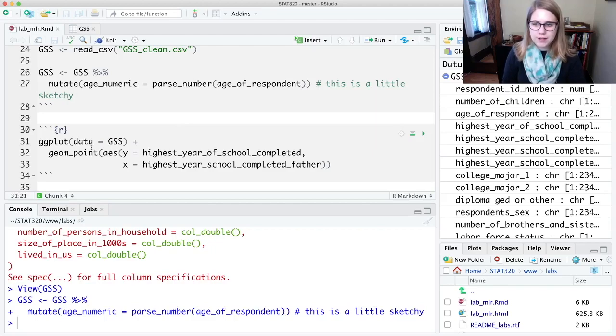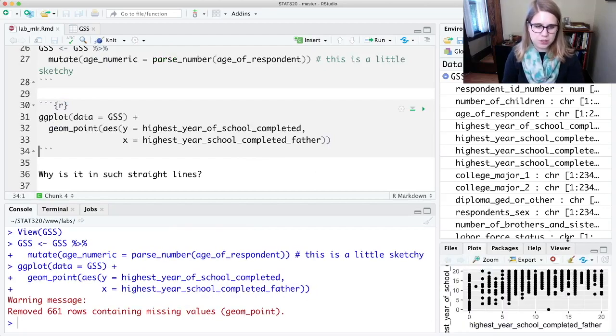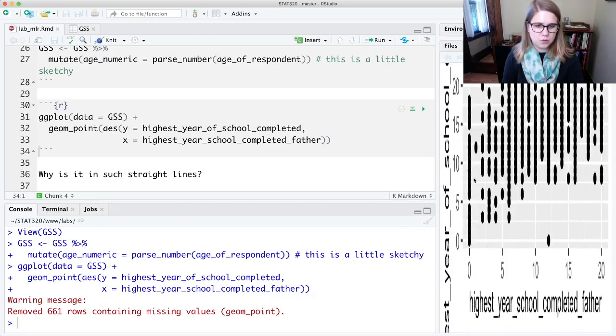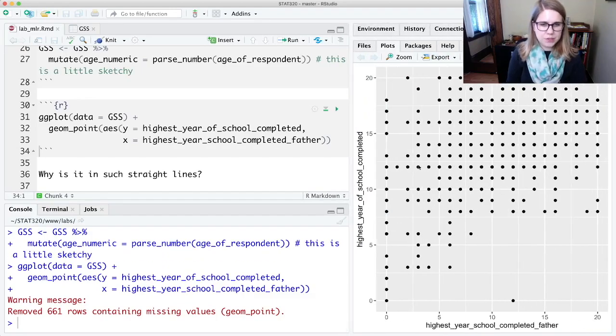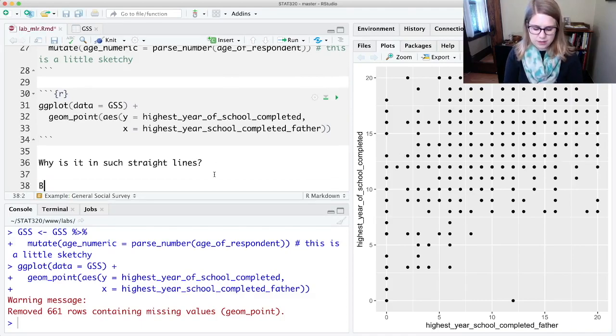So we'll start by just making a ggplot. We're going to try and predict the highest year of school someone completed based on some other variables. So I could just look at this plot of the relationship between the number of years of school someone completed and the number of years of school their father completed. And then the question is, why is it in such straight lines? The reason is because school years are integers. No one said I completed 12.5 years. They either said 12 or 13. So I've got the integers here.